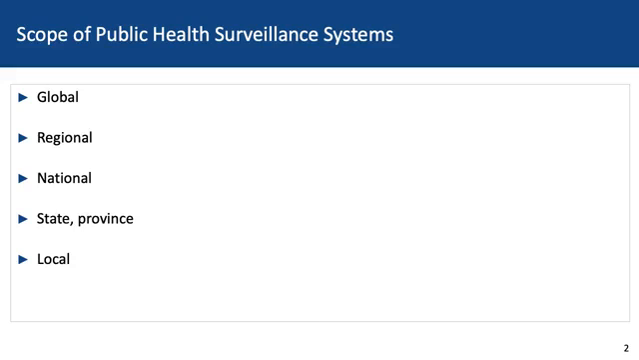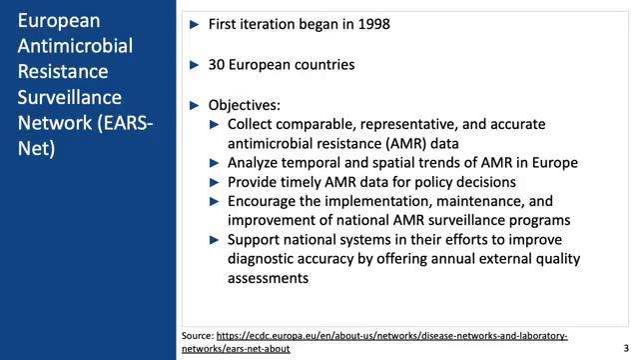But in this example, we want to talk about an international system and one that is conducted at a regional level, in Europe in particular. So we're going to talk a bit about the European Antimicrobial Resistance Surveillance Network. It's called EARS-Net for short. And the link to the site for EARS-Net is below, so you can go on the website and see all of the information about this incredible network there.